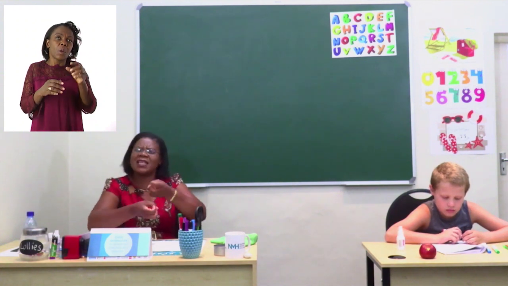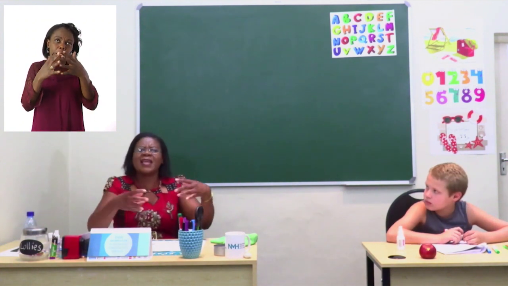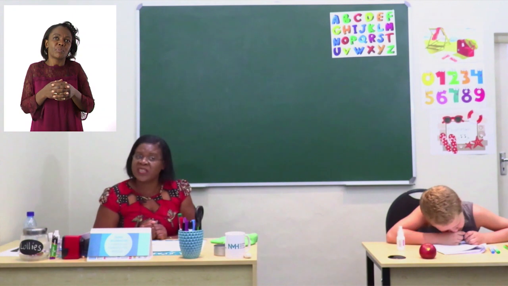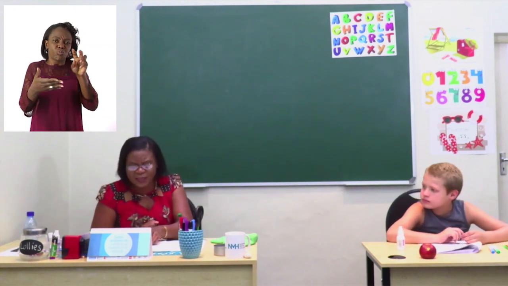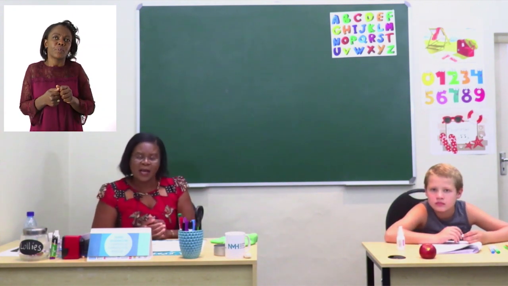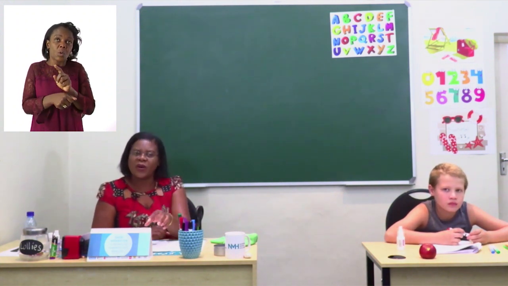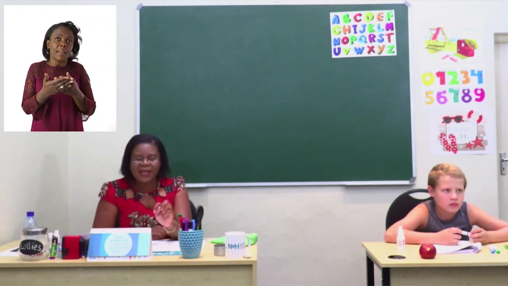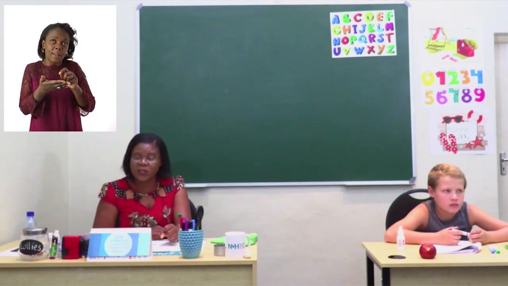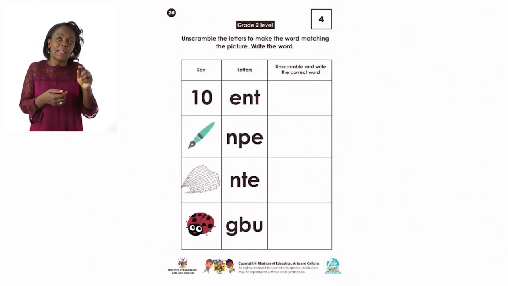The letters are jumbled together and they don't make sense when you read them. You can't read it. Even when I try to read it, it doesn't really make sense. So you now have to unscramble it to make the correct word. But at least the picture will give you a clue of what you are supposed to do. So now let's look at these letters.